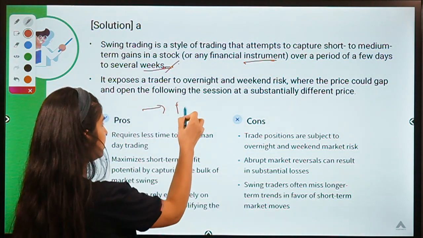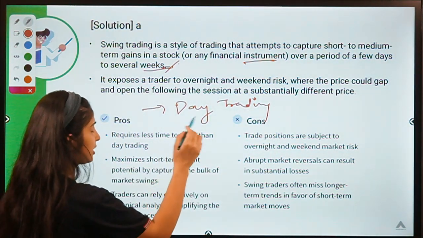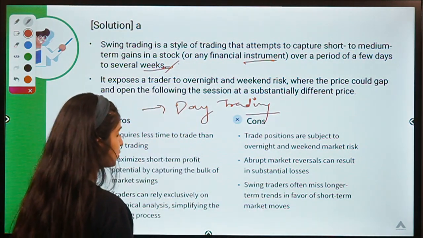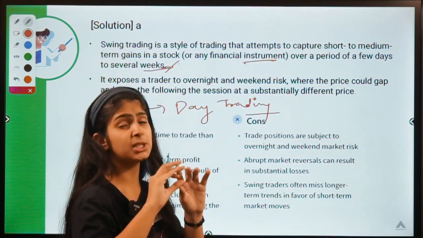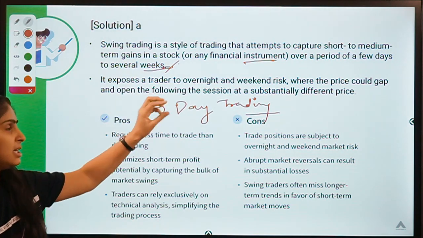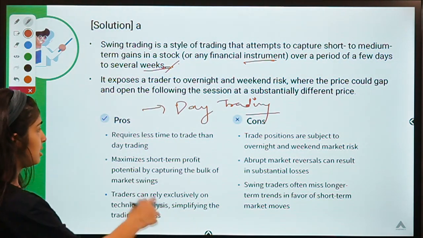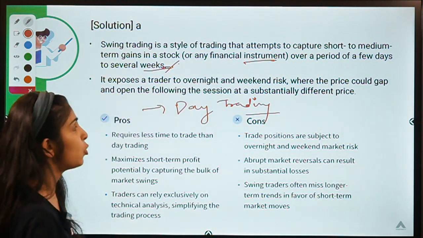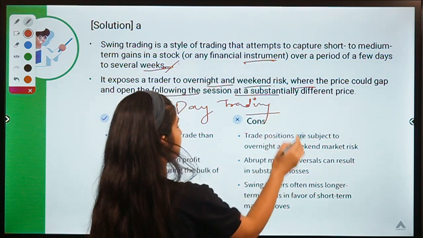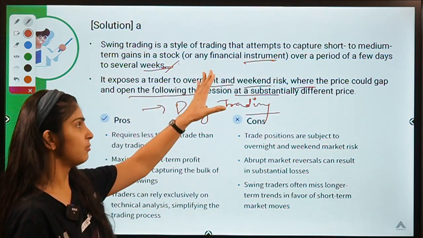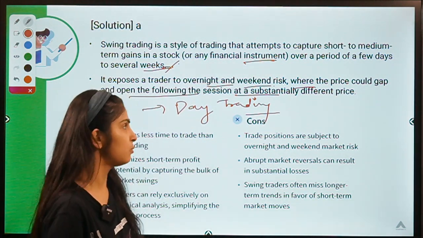After that, you can differentiate it from day trading. In day trading, the traders have to complete or square off their position within a day. That is why it can be really hectic for them, because they are trying to make profit within a very, very short period. Whereas swing trading has a longer time period than day trading, but still not a very long one, right? It exposes a trader to overnight and weekend risks, where the prices could gap and open the following session at substantially different prices. So there is overnight risk involved. In day trading, there is no overnight risk, because they have to complete the position within a day.